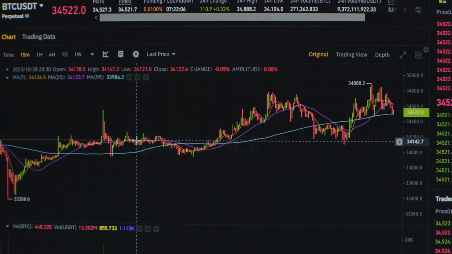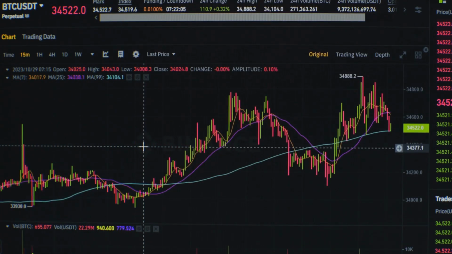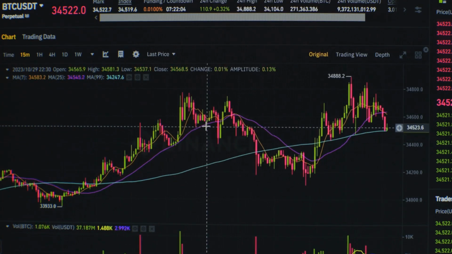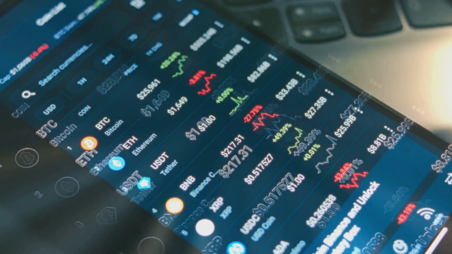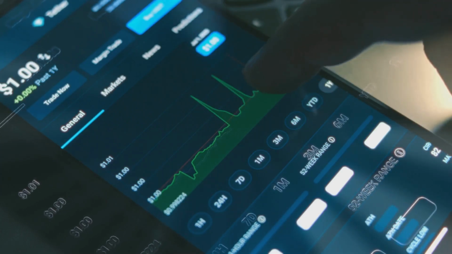Don't get stuck focusing solely on tiny timeframes. These can be misleading and create unnecessary anxiety. Always zoom out to see the bigger trend and gain a broader perspective on market movements.